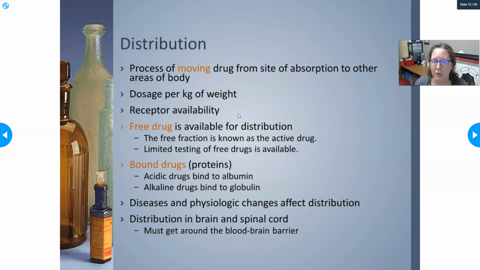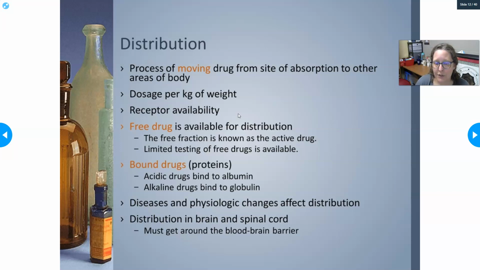And so, again, the dosage can take all of that into account. So most of the time when we do analyses on specific drugs, we really do total levels. So it would measure free and bound drug levels.